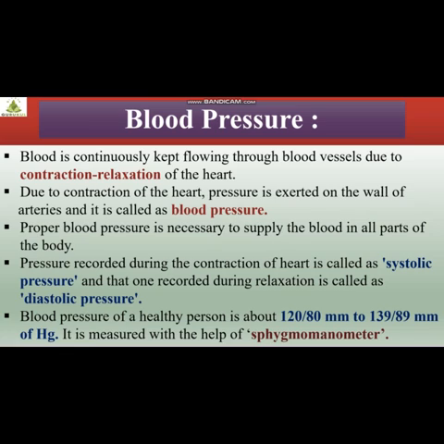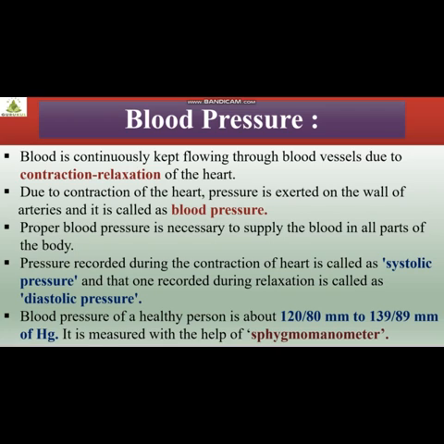Blood pressure of a healthy person is about 120 upon 80 millimeter to 139 upon 89 millimeter of mercury. It is measured with the help of a sphygmomanometer. So blood pressure of a healthy person is how much, students? 120 upon 80 to 139 upon 89 millimeter of mercury, and it is measured with the help of a sphygmomanometer. You must have seen this instrument with the doctors; I'm going to show it in the next slide.